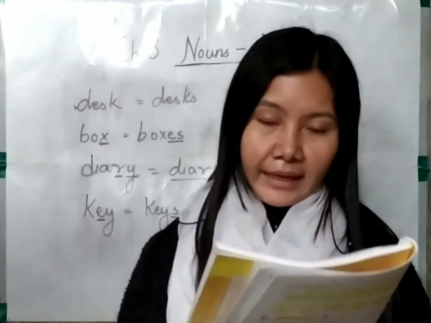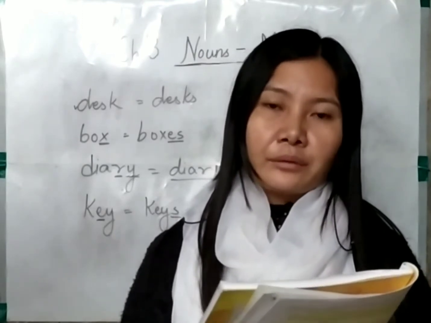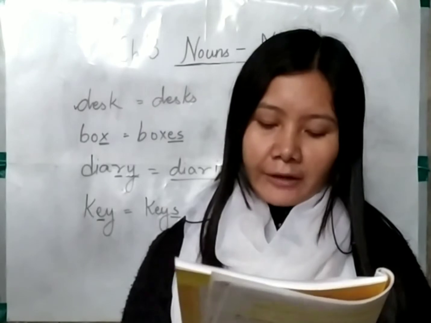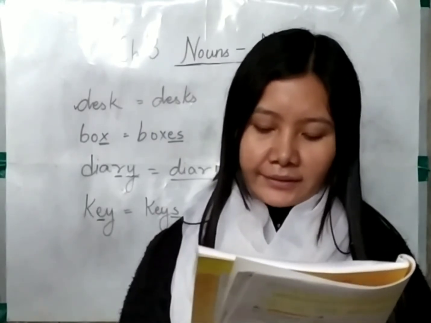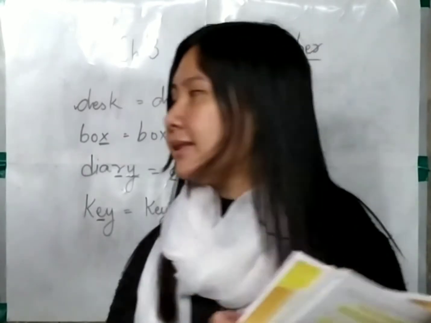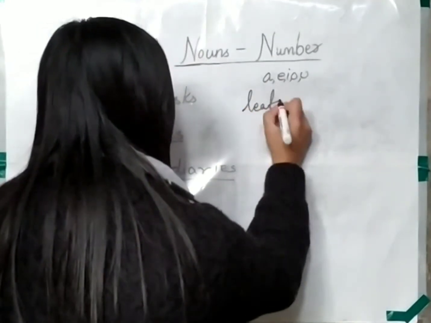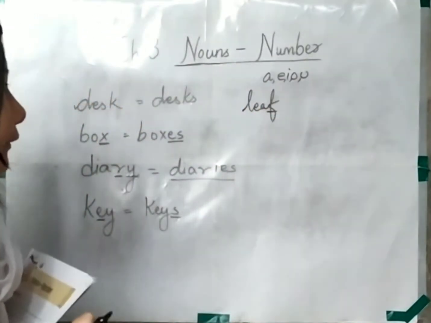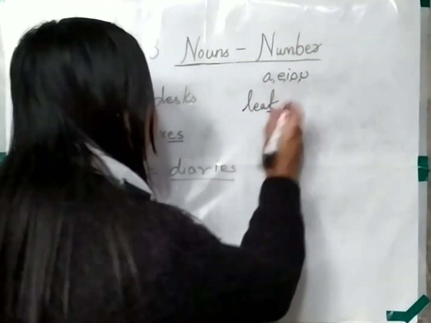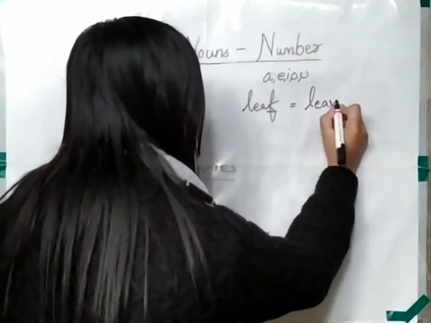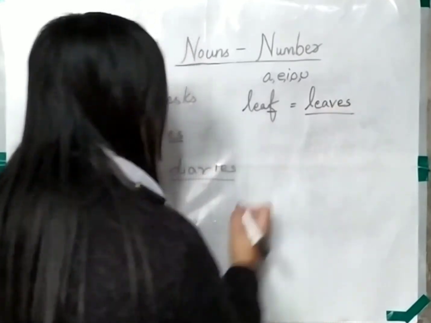Some nouns end in f or fe. So there are some nouns in singular form that end in f or fe. We change f or fe to v and add es to make them plural. So let's take some examples over here. Let's take the example of leaf, L-E-A-F, leaf. Here it's ending with F. So how do we make it plural? We need to change F to V and add ES. So this is the plural of leaf.